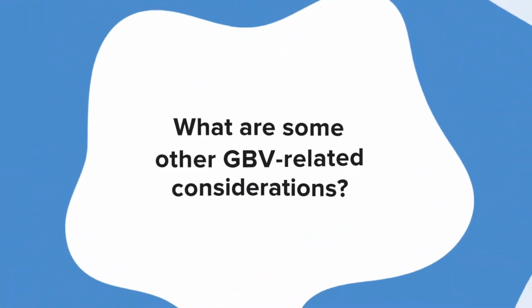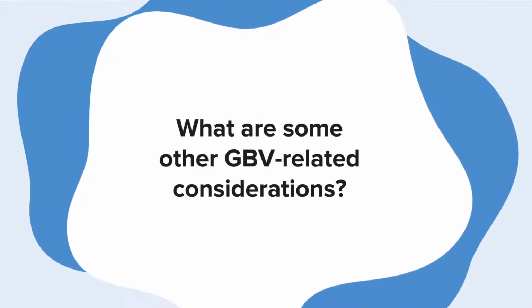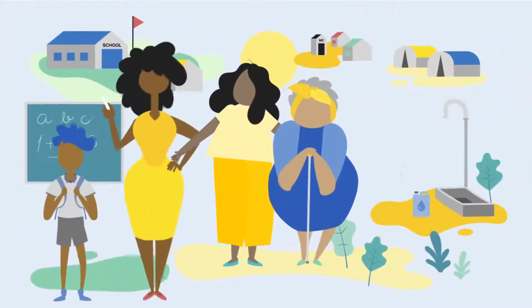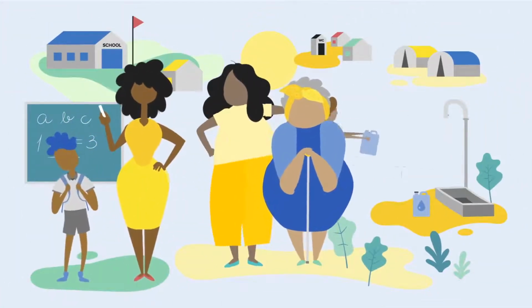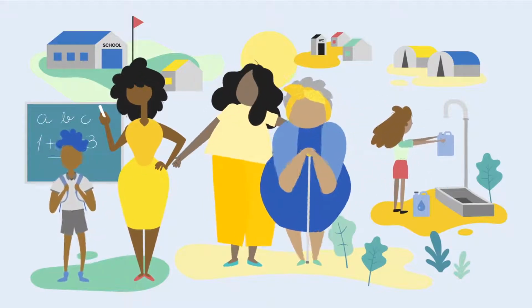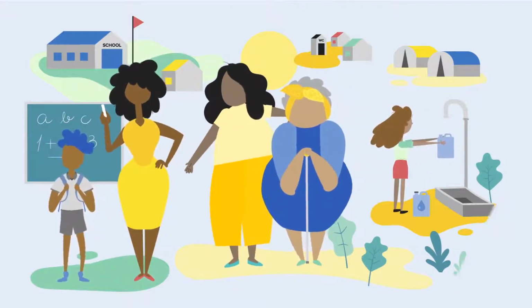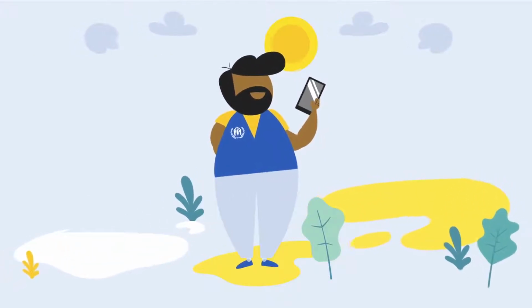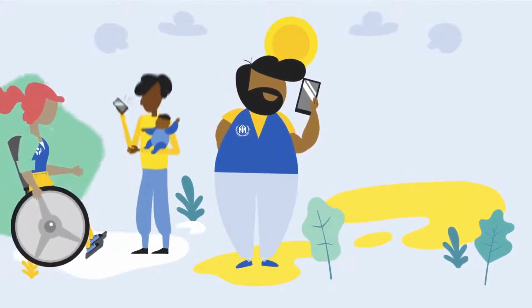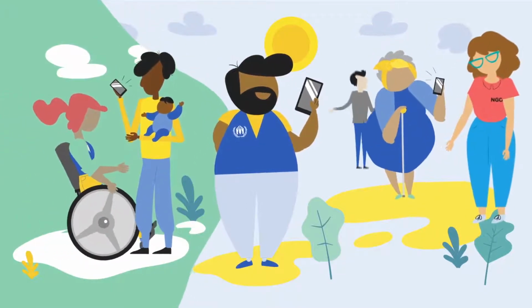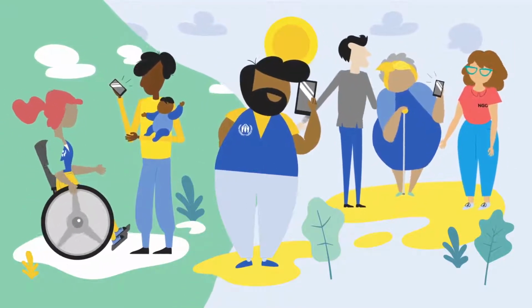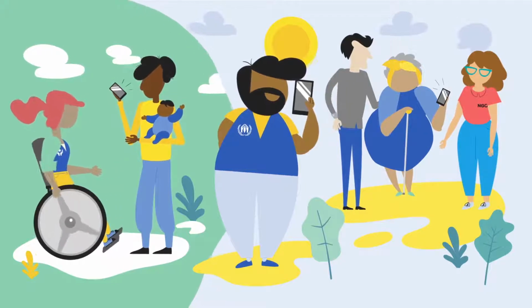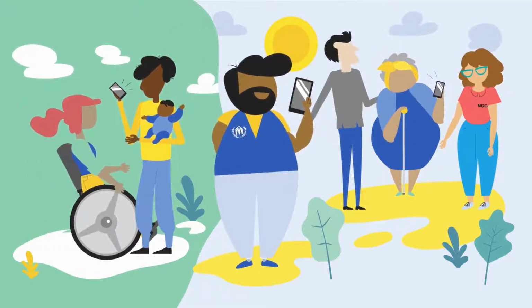What are some other GBV-related considerations? Involve women and other at-risk groups within the affected population in implementation activities. This promotes inclusion and empowerment. Undertake outreach activities to address gender and cultural norms to ensure that implementation activities are age, gender, and culturally sensitive. This strengthens participation and supports a do-no-harm approach.